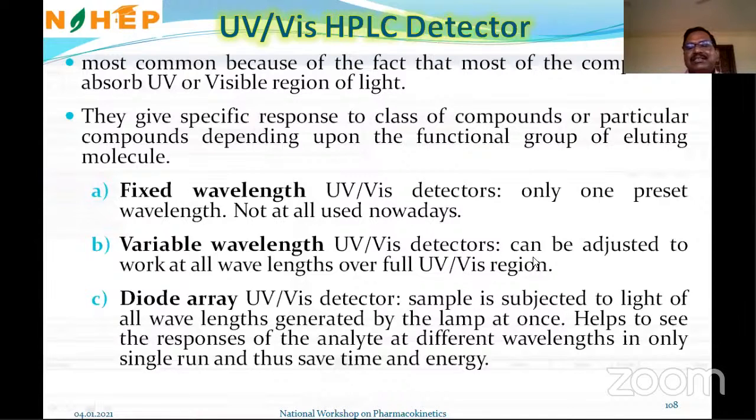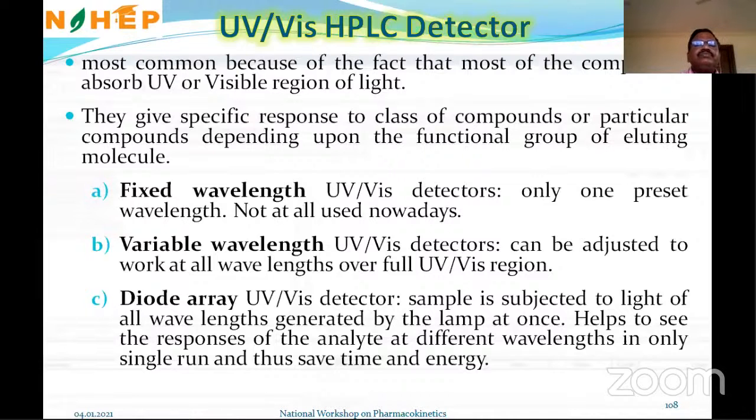Normally if you set a single wavelength, only the substances that absorb light at that wavelength are detected, whereas other substances eluting at the same time which absorb light at different wavelengths are not detected. So that is the advantage of the diode array UV visible detector. At the same time we can detect a number of compounds. This is mainly used to identify any background impurities that are present, or any other substances that are eluting at the same time.